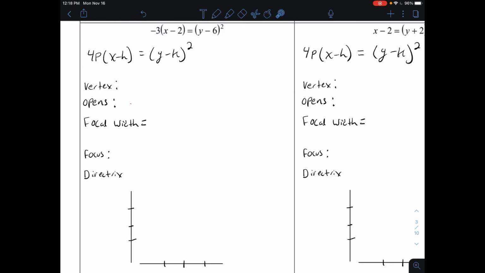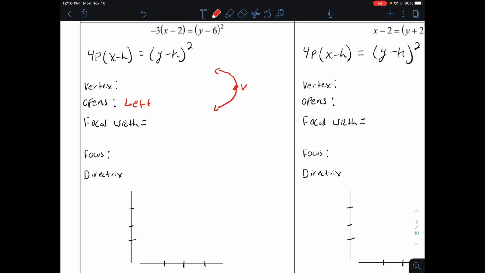All right, so here in this problem, we have negative 3 times x minus 2 is equal to y minus 6 squared. This time we have a variable y being squared, so it has to open left or right. And to figure out which way it goes, we look at this coefficient. This coefficient is negative, so it has to open in the negative direction, which along the horizontal will be opening towards the left. And so this is our orientation, so we open to the left.